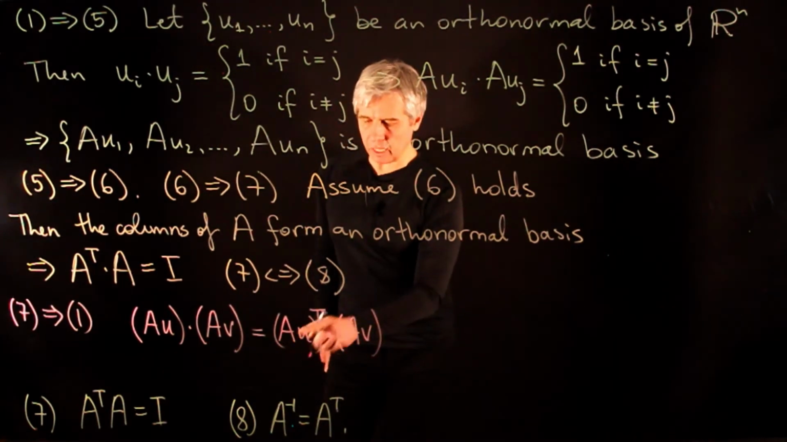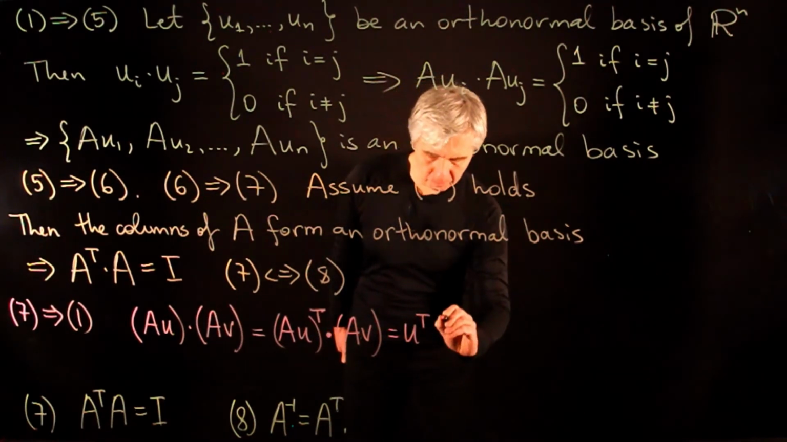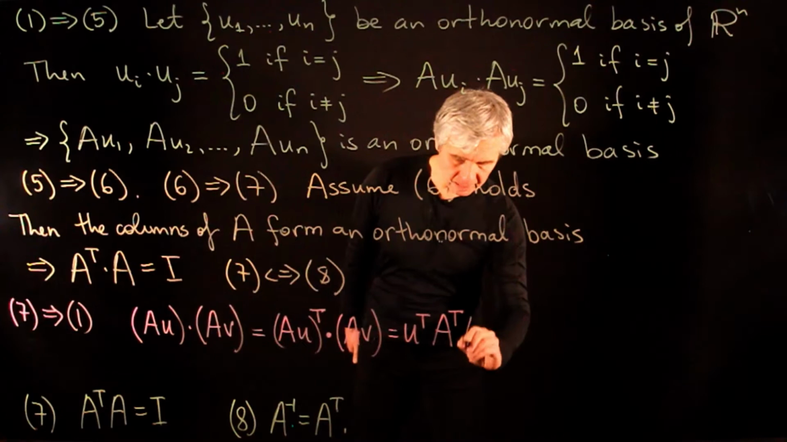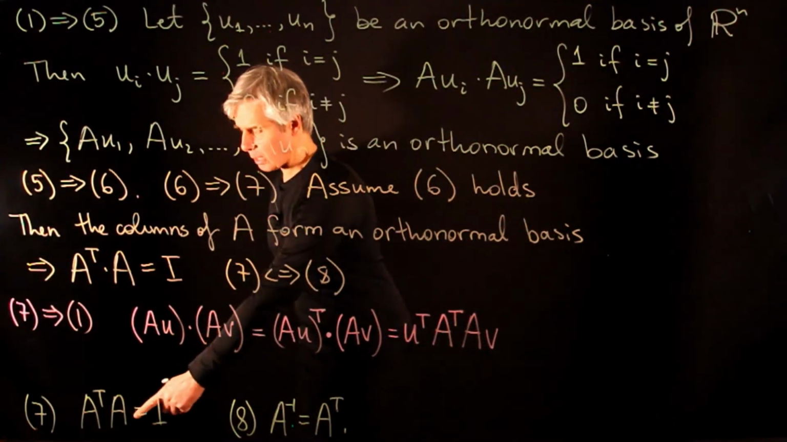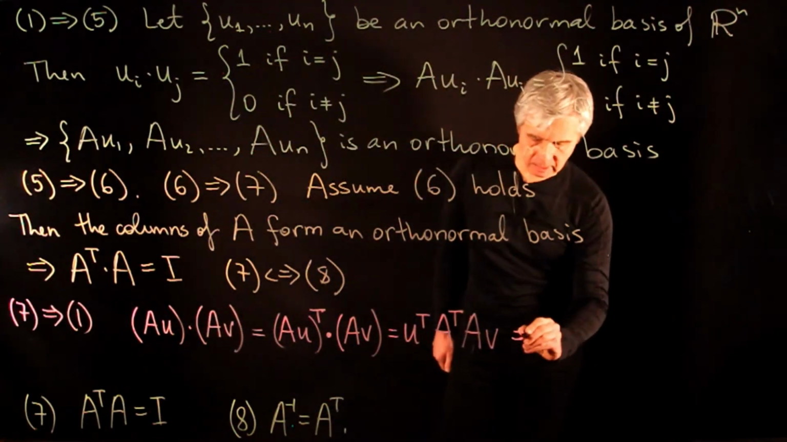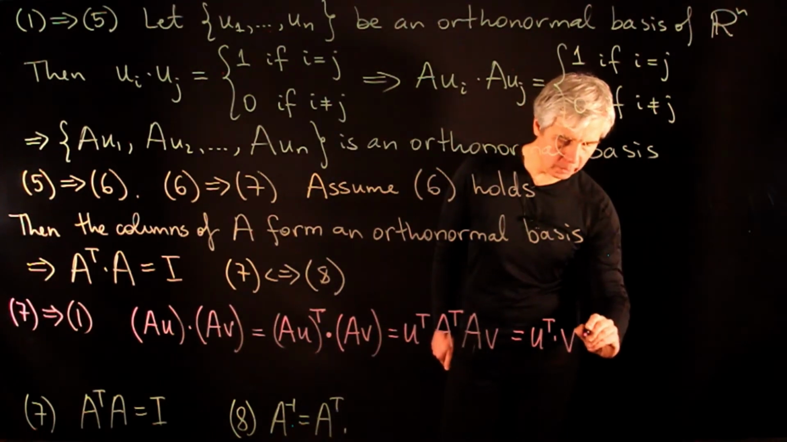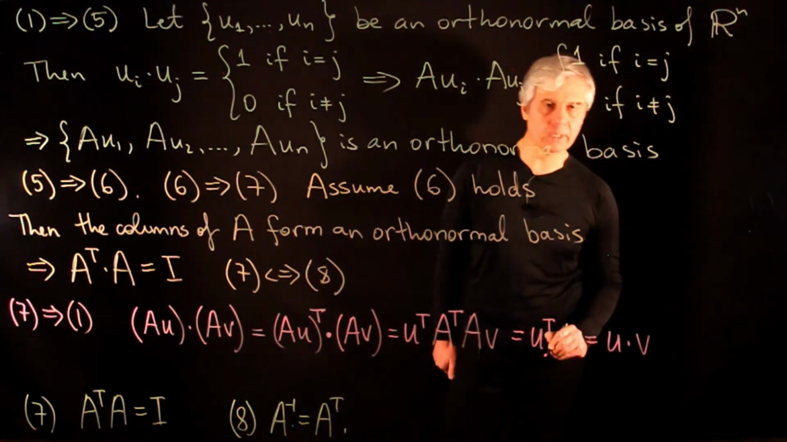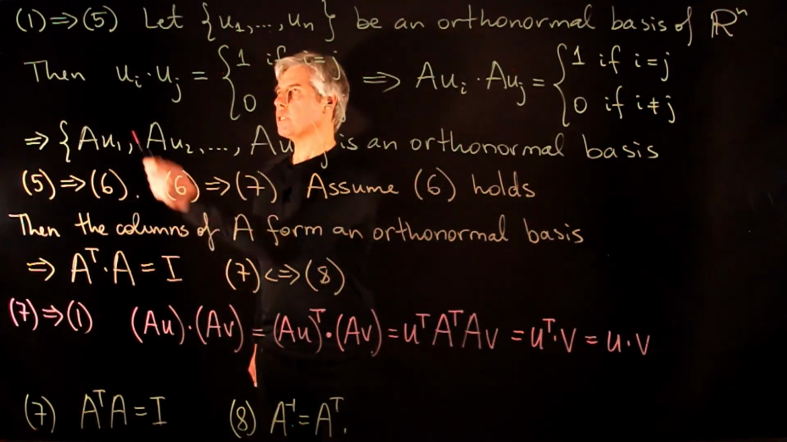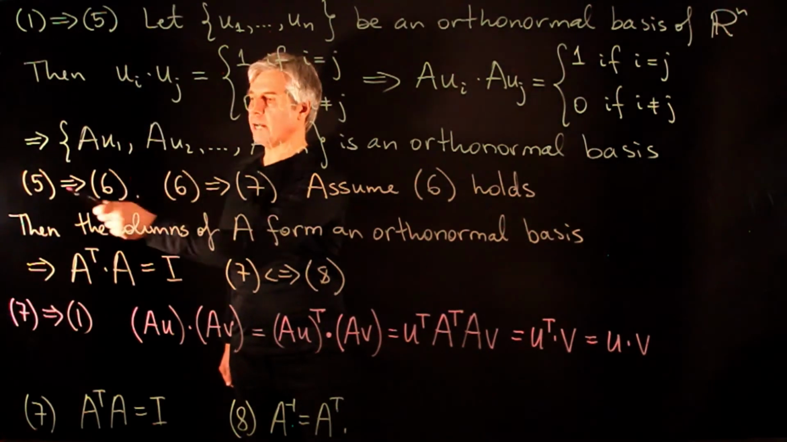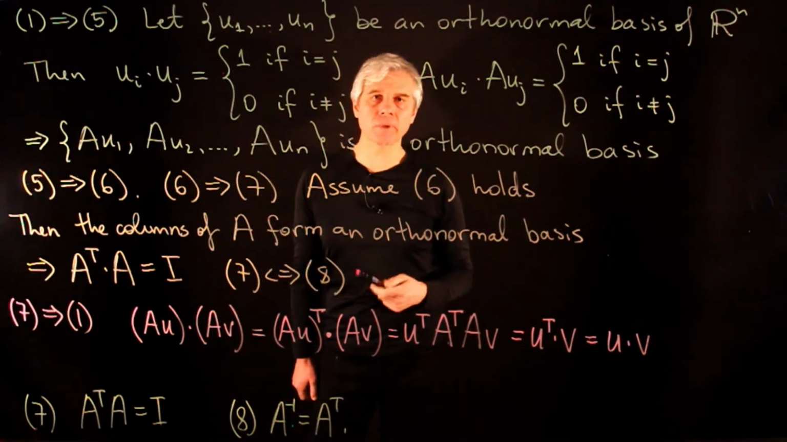But the transpose of AU is U transpose times A transpose. So this is U transpose times A transpose times A times V. But by 7, A transpose times A is identity. So this is equal to U transpose times V, or the dot product of U and V. And this shows that A preserves the dot product. Now, this proved that 1 is equivalent to 5, 6, 7, and 8. And hence, all 8 conditions are equivalent to each other.